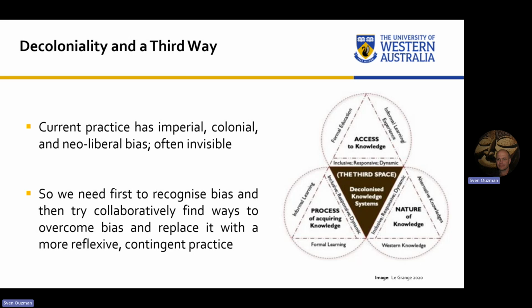And so we need to then collaboratively find ways to come up with a better way of doing things, one that's more aware of itself, that's more reflexive, that doesn't get too caught up, though, in that reflexivity, but that is also contingent on whatever the context is that you're working in. So there's Lachranzi's very useful diagram of this third space of a decolonized knowledge system in terms of how we have access to knowledge, how you go about getting that knowledge, and in the first place, what is the nature of that knowledge? So very similar to the CARE and IDaS and ICIP principles.